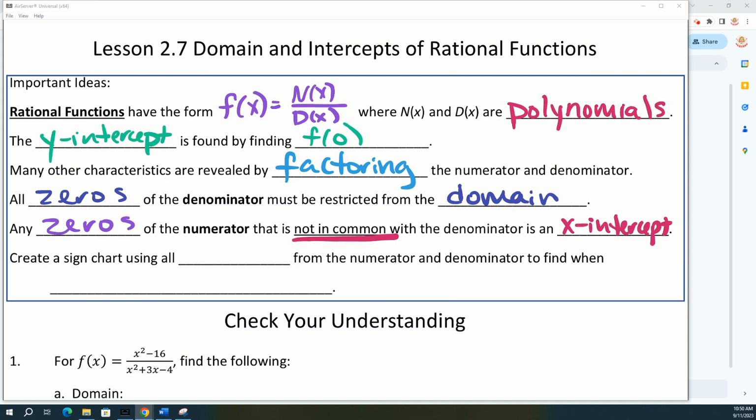Now when we were figuring out with polynomial functions where they were greater than or equal to 0 or less than or equal to 0, I showed you how to do a sign chart, but most of you wanted to just do the little graph. Well, the graphs on rational functions are way more complicated, so we are going to do a sign chart for this type. We're going to create a sign chart using all zeros from the numerator and denominator to find when f of x is greater than or equal to 0 or f of x is less than or equal to 0.